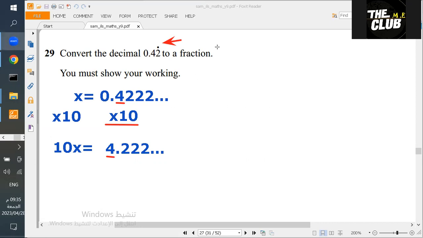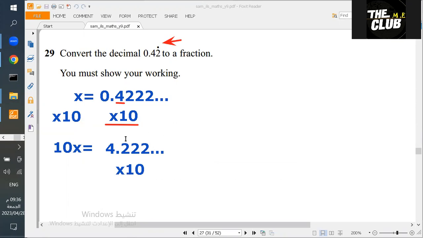Now we can start my method. The method says: how many numbers are repeating here? How many numbers? 1, right? 1 number. Since 1 number is repeated, I multiply by 10 again. If I'm repeating 2 numbers, I multiply by 100. If I'm repeating 3 numbers, I multiply by 1000. That's the method: see how many digits repeat.